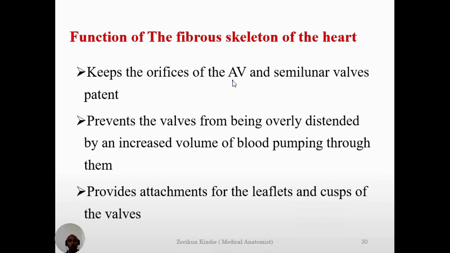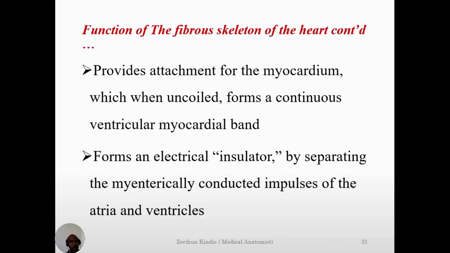They keep the orifice, and it prevents the valve from being overly distended by increasing volume of blood during pumping or receiving of the blood. Sometimes the valve becomes overstretched. This is protected by the fibrous skeleton. Thus, it provides attachment for the leaflets and cusps of the valve. As I told you, the fibrous skeletons are important for the attachment of the root of the leaflets and the cusps of the valve. These are some functions of the fibrous skeleton.